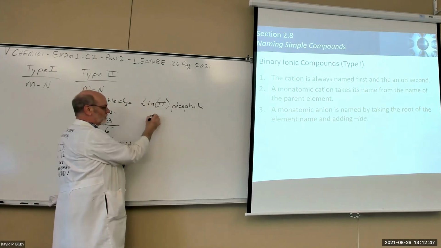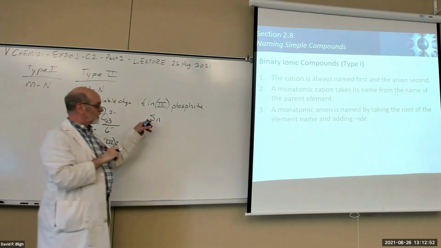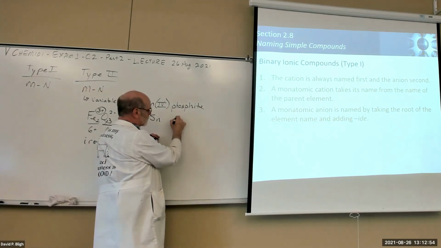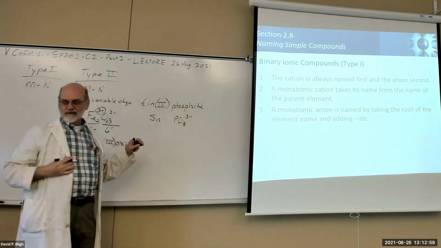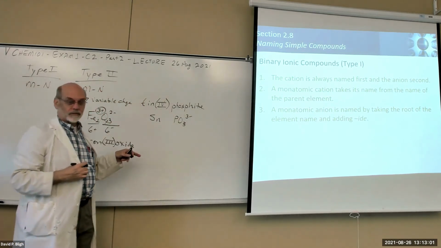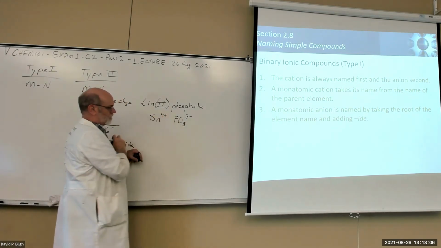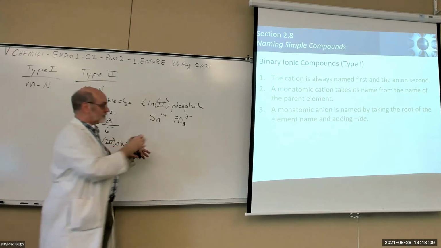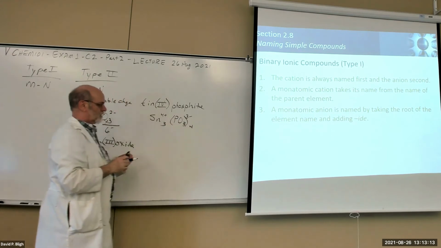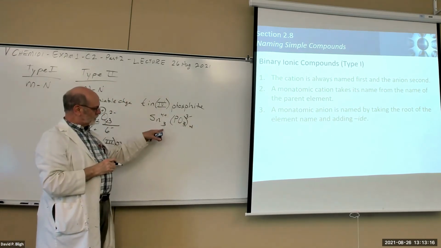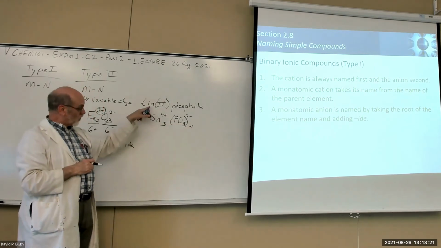So tin would be what? Sn, from stannum, Latin for tin. And this would be phosphite, which is PO3, 3 minus. Phosphate is PO4. This is phosphite. And this is going to have a 4 plus charge. So we've got to balance charges, right? So this would be 4, and this would be 3. So Sn3, PO3 taken 4 times would be the way you write that compound.